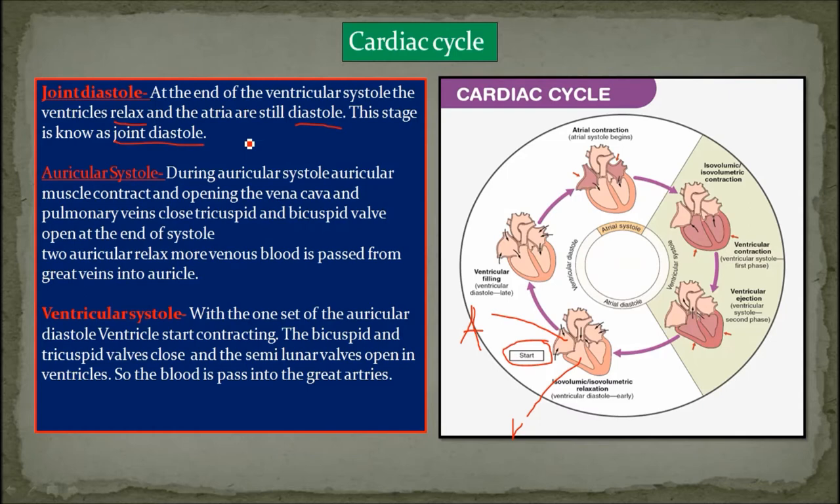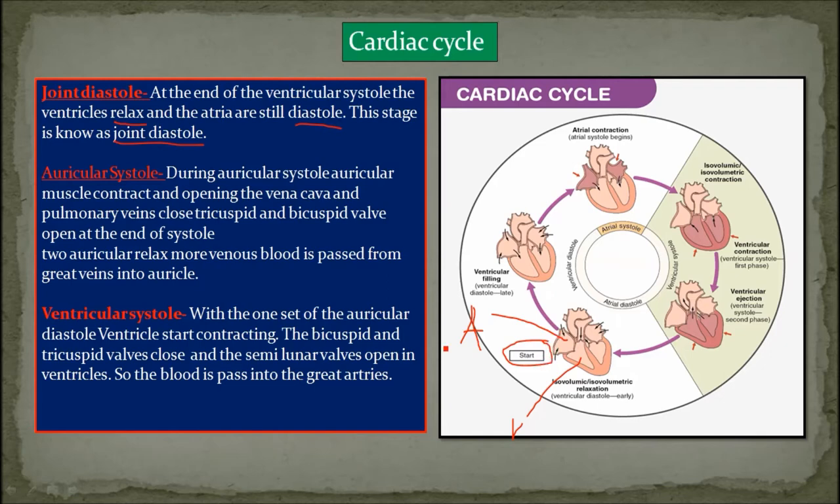So this is actually the timing. The upper part, the auricle parts, receive the blood: on one side the impure or venous blood comes and fills the right part, and on the other side the pure blood comes and fills the left part. So this is the time. This is the start of one cardiac cycle, before the cardiac cycle starts, when the joint diastole takes place.